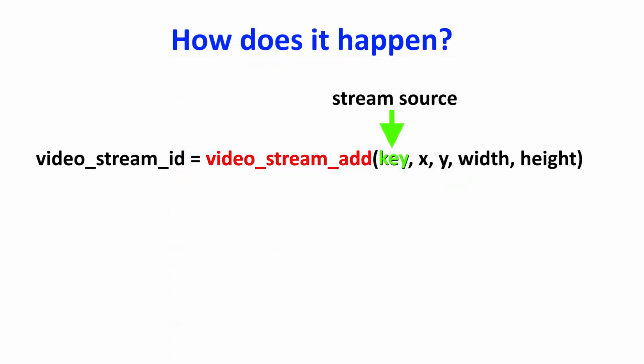Just think of the key as the stream source or the texture that you want to send over video streaming to Air Manager. The next four parameters define the location and size of the stream that you want to appear on your Air Manager instrument.